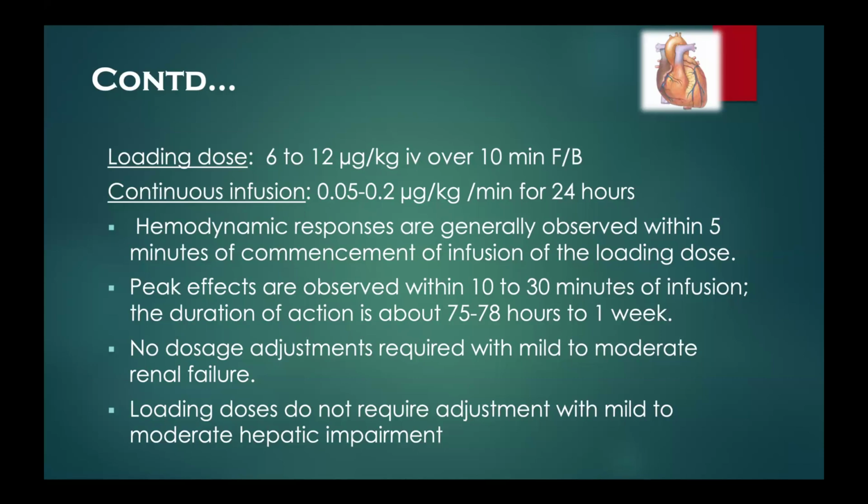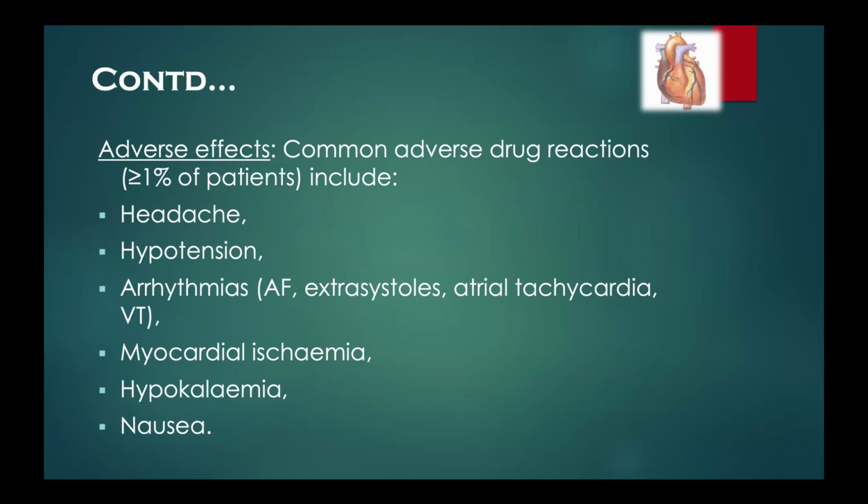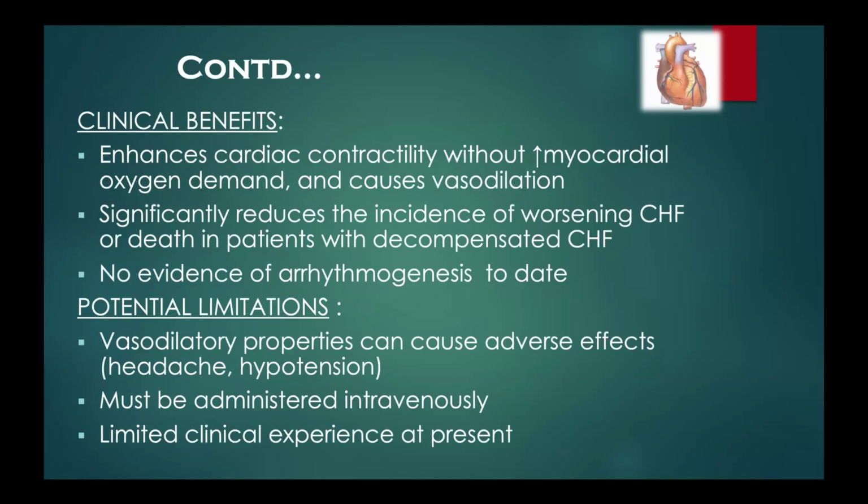No dose adjustment is required for mild to moderate renal failure, but it may be required with moderate hepatic impairment. It is contraindicated in patients with severe renal impairment, severe hepatic impairment, severe ventricular filling or outflow obstruction, severe hypotension and tachycardia, and those patients who have a history of polymorphic VT, like Torsades. Common adverse effects include headache, hypotension, arrhythmias, myocardial ischemia, hypokalemia, and nausea. Potential limitations include headache, hypotension and severe hypokalemia.